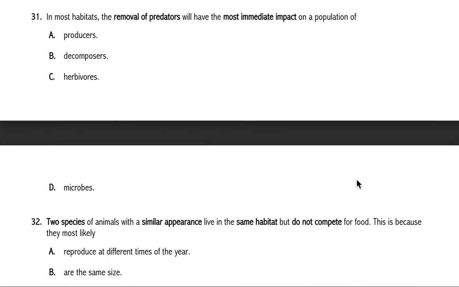Question 31. In most habitats, the removal of predators will have the most immediate impact on a population of A, producers, B, decomposers, C, herbivores, D, microbes.